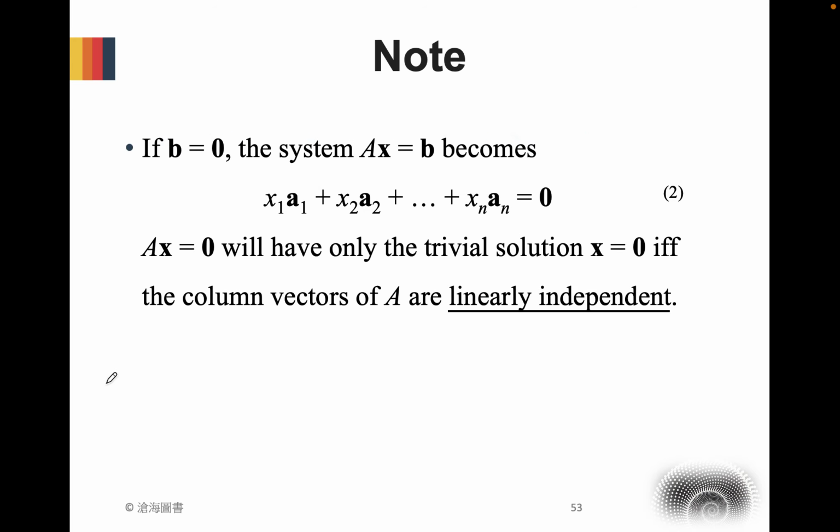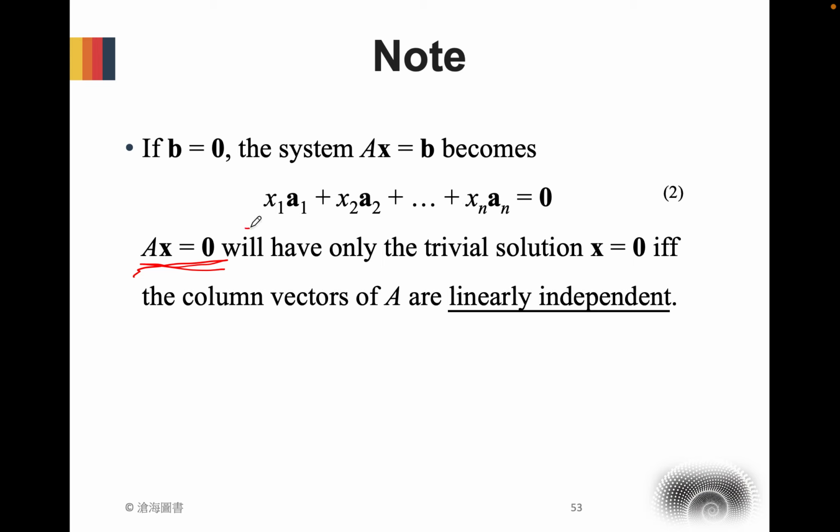Okay, so now let's look at a special case. If the vector b is equal to the zero vector, then the linear system Ax equals b becomes Ax equals 0, right? And you can write it down as x1a1 plus x2a2 plus up to xnan equals the zero vector.